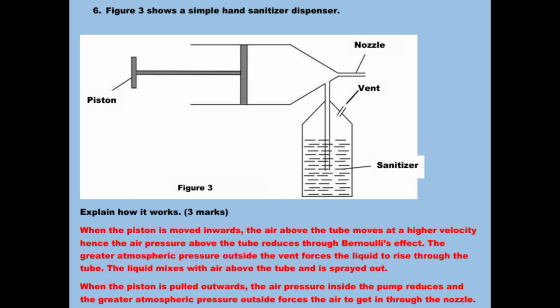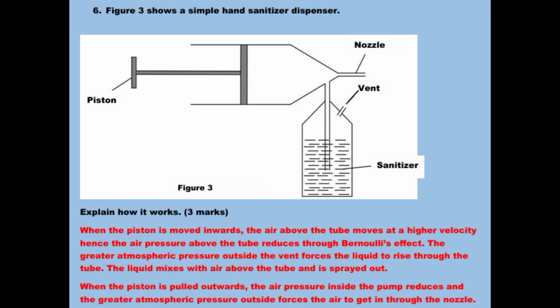Let me repeat that again. When the piston is moved inwards, the air above the tube moves at a higher velocity, hence the air pressure above the tube reduces through Bernoulli's effect. The greater atmospheric pressure outside the vent forces the liquid to rise through the tube. The liquid mixes with the air above the tube and is sprayed out.